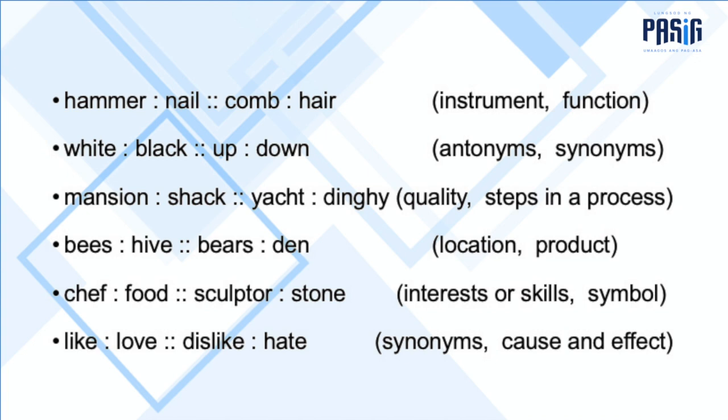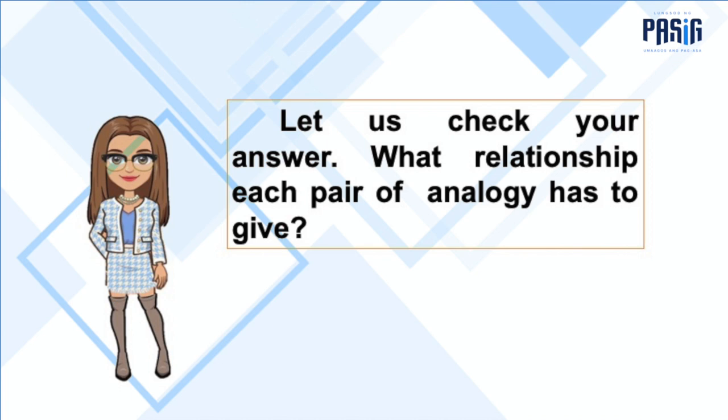Next is chef is to food as sculptor is to stone. Is it interests, skills, or symbol? How about like is to love as dislike is to hate? Is it synonyms or cause and effect? Let us check your answer. What relationship does each pair of analogy have?